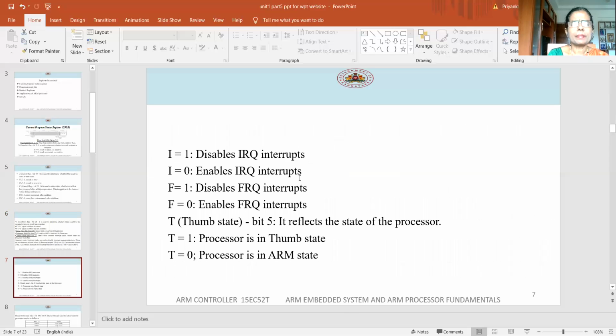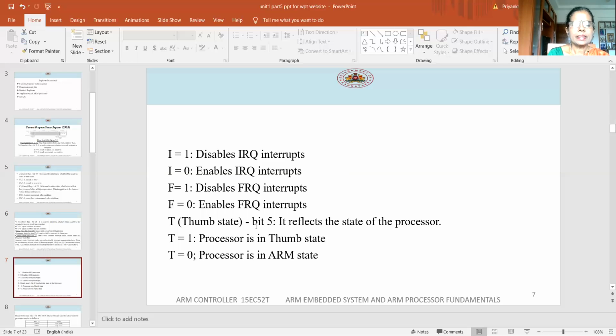So how does it disable and enable the interrupts? If I is equal to 1, it disables the interrupt request IRQ interrupts. If I is equal to 0, it enables the IRQ interrupts. If F is equal to 1, it disables the FIQ interrupts. If F is equal to 0, it enables the FIQ interrupts.